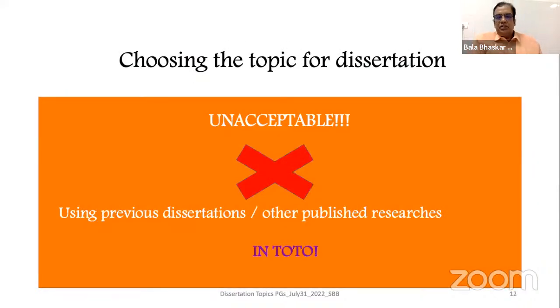So now we'll go to the main part: how to choose a topic for the dissertation. One thing I want to stress in the beginning itself is that using previous dissertations or other published research in toto is totally unacceptable. This was the habit in the previous years. I do agree there were problems with respect to the literature search and everything, but in the modern world, internet technology is available. It's not advisable to pick up a topic and implement the methodology totally and go ahead with it as the research topic for the dissertation.